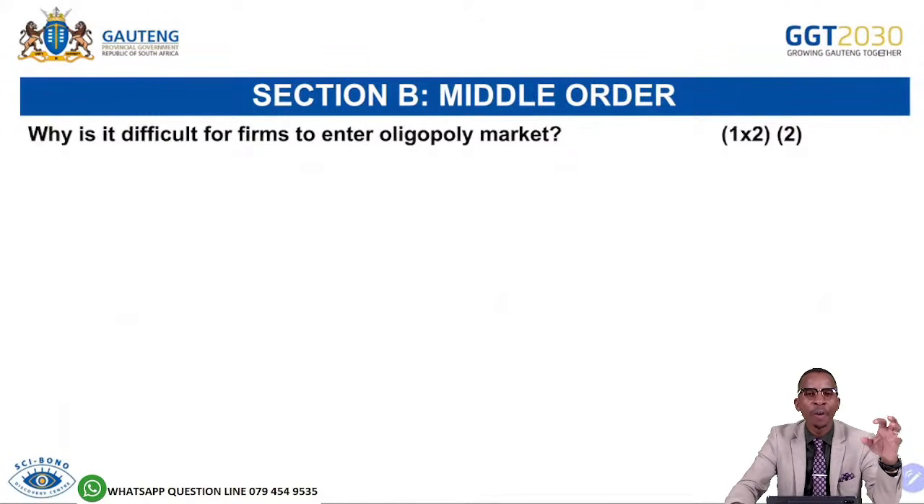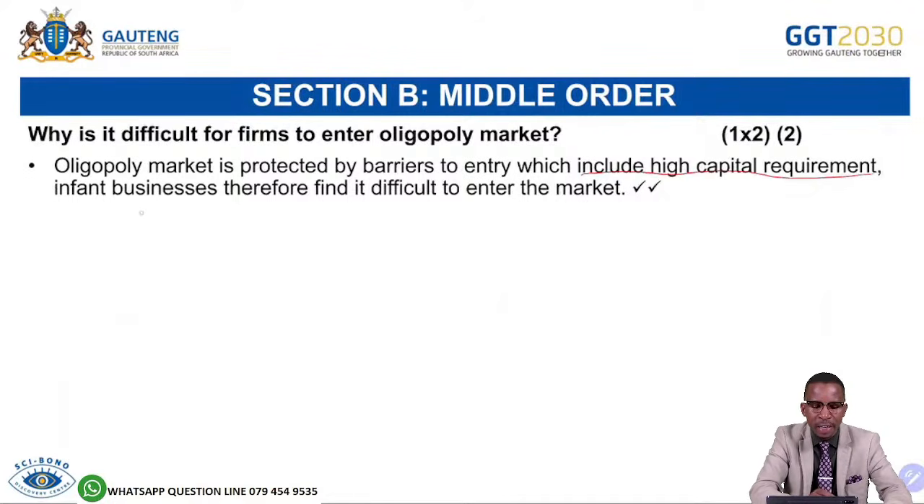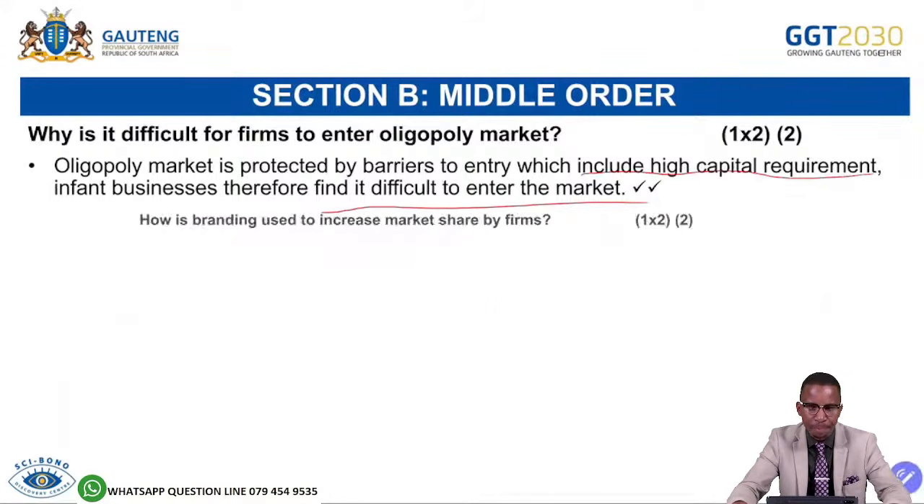If we talk about large firms, we need firms that are well developed, firms that require more capital to enter the market. So there's mostly a high capital requirement for the firm to enter the market and compete. So the oligopoly market is protected by barriers to entry, which include high capital requirement, which infant industries find difficult to enter the market and compete because infant industries are faced with a lower level of capital.